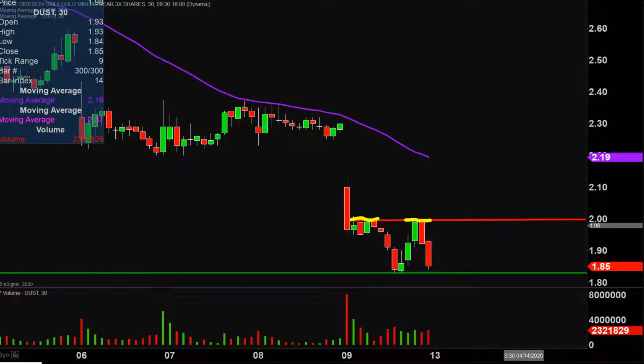If the price can break above there, then the next overarching level to watch would be that purple line up there, the 50-period moving average. You can see it's got quite a track record of knocking down the price, and that's currently valued at $2.19. But first level, before anything else, got to get up above that $2 mark. So let's see what happens with this one going forward.